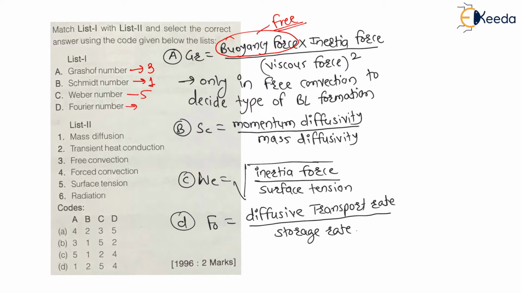And my dear students, along with this Fourier number, the Biot number Bi is also used in transient heat conduction, that is lumped heat capacity analysis, right? Therefore, here with the Fourier number, option 2 will go. Therefore, look at the options: 3, 1, 5, 2. Option B will be the correct choice for this question.